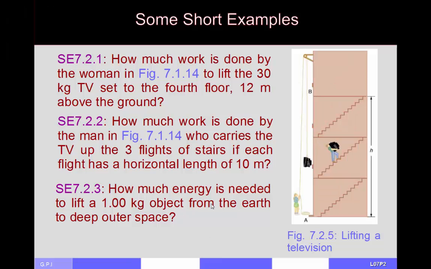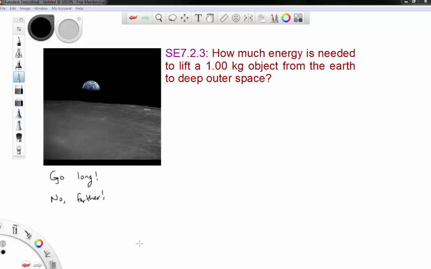Next question, how much energy is needed to lift a 1 kilogram object from the Earth to deep outer space? Now, this may seem like a very vague question. What do we mean by deep outer space? Okay, well, obviously, going from the Earth to the Moon is not really deep outer space. I mean, yeah, you went into space, but deep outer space usually means here's the Earth and you want to go infinitely far away. So we are basically going to go very far.